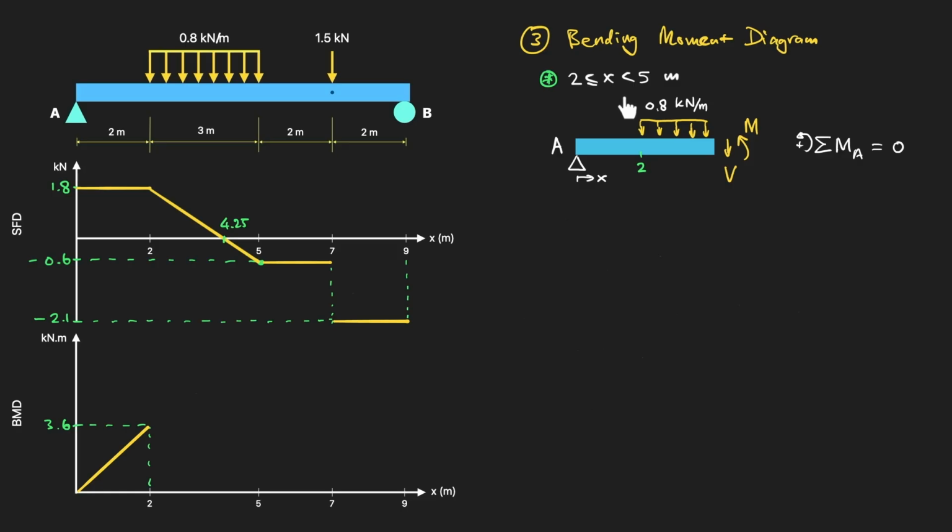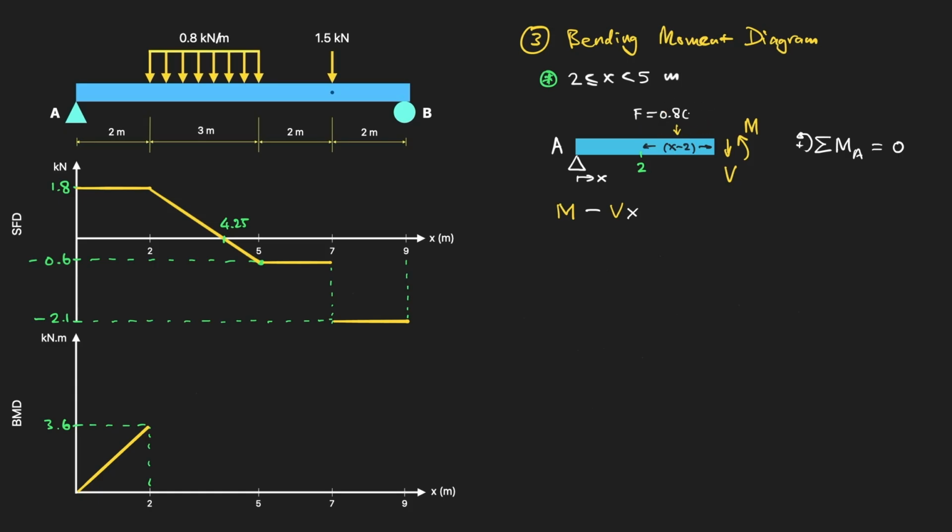For the second segment to just before 5 meters, we are coming inside the distributed load. Now sum of moments about A, counterclockwise positive, equals 0. This internal M, counterclockwise positive, the internal V, at x from A, clockwise. So minus V of x times x. Now for the distributed load, again, because the distance at this edge is x from A, this segment length here is x minus 2. And we can replace this with a single load positioned at the midspan.